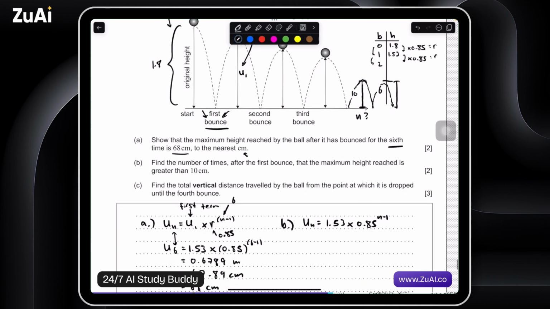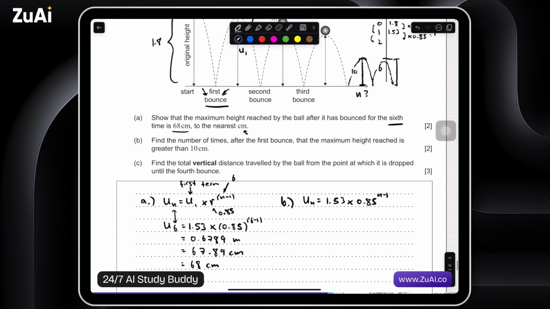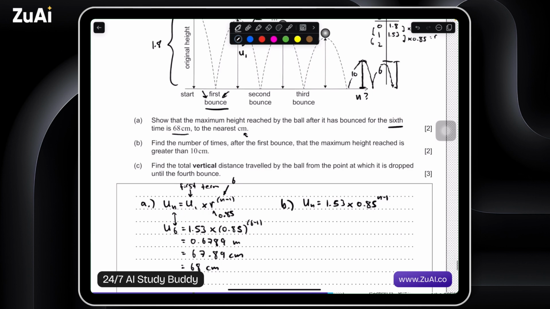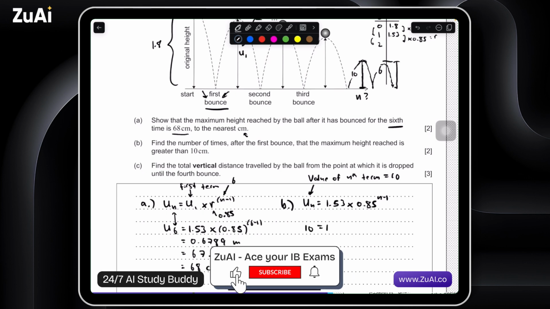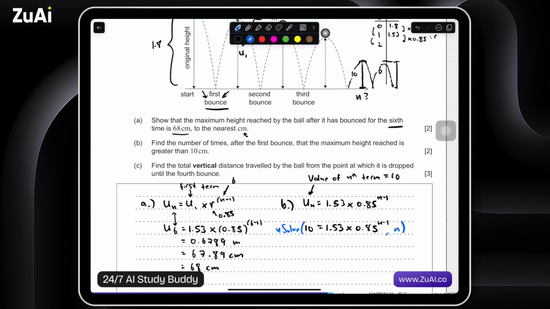Alright, find the number of times after the first bounce that the maximum height reached is greater than 10. In this case, this value is Un, which is just the value of the nth term. We want the value of the nth term to be equal to 10. So we have 10 is equal to 1.53 times 0.85^(n minus 1). And we're looking for that value of n that's going to solve this. So let's go ahead and solve.